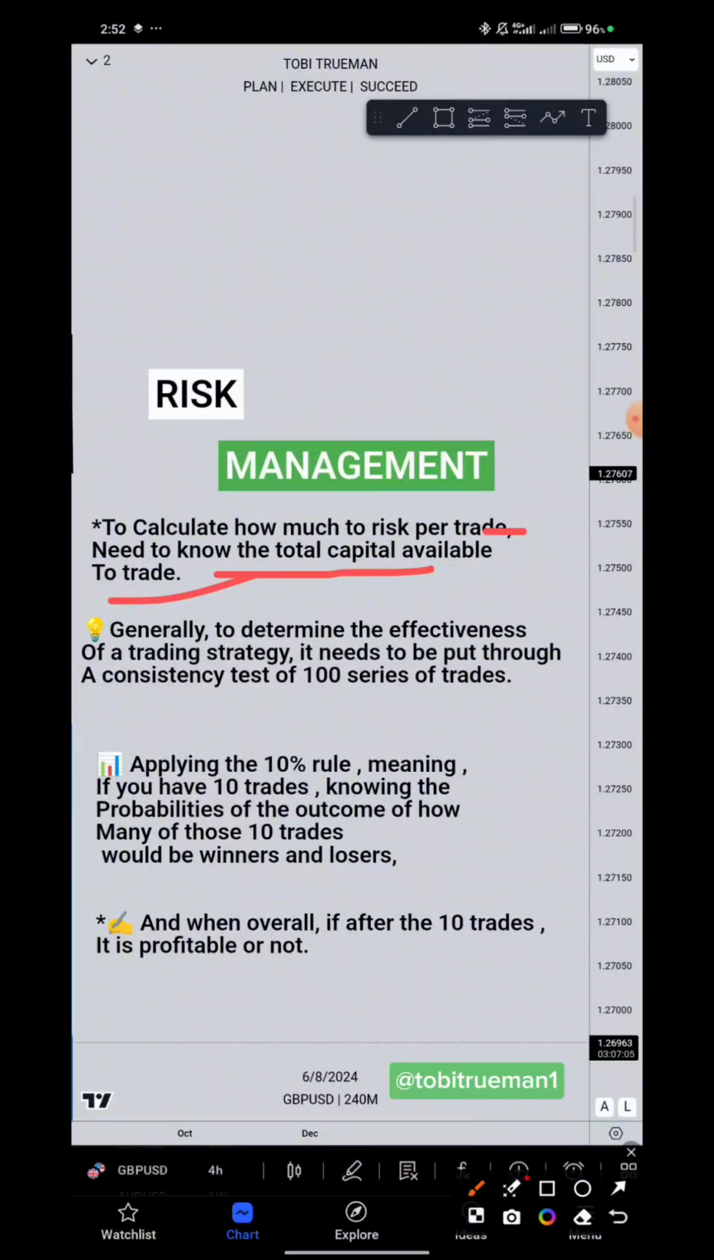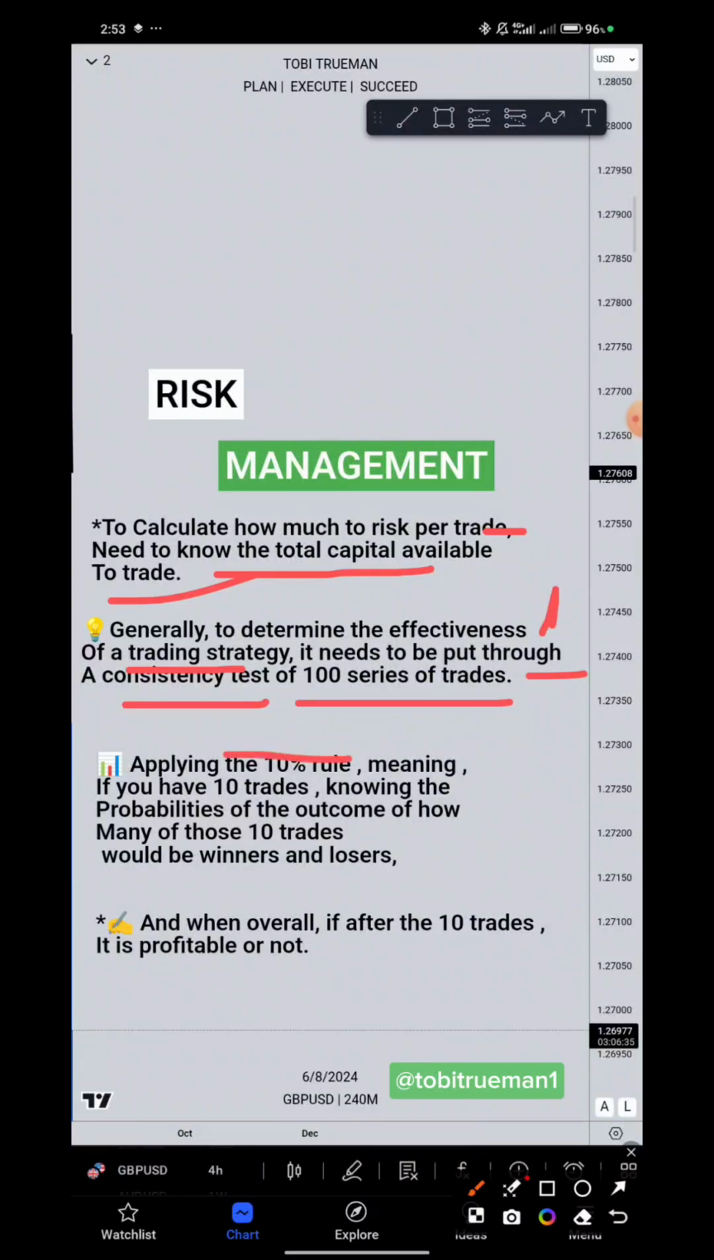Now, generally, to determine the effectiveness of a trading strategy, this is one of the things I learned online, it needs to be put through a consistency test of 100 series of trades. And when you run it over 100 series of trades, you now know how many trades you have to win in 100, and how many trades you can lose.